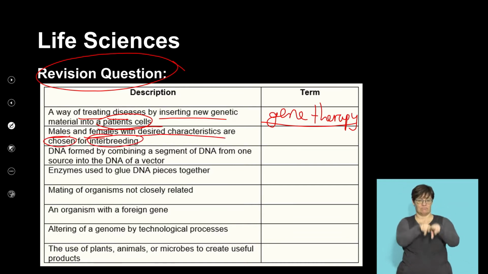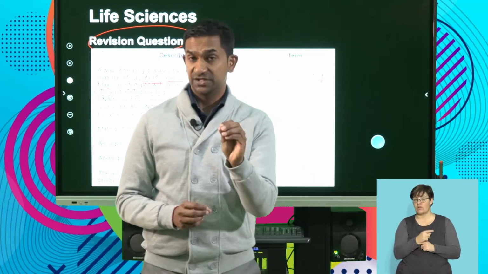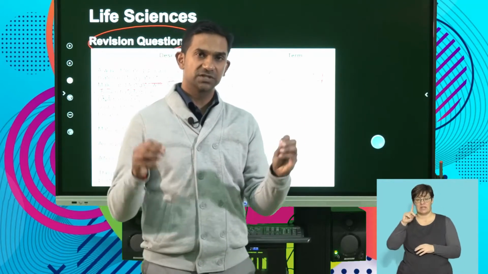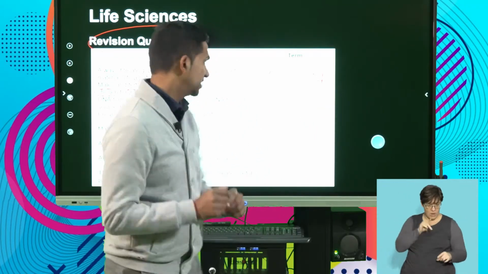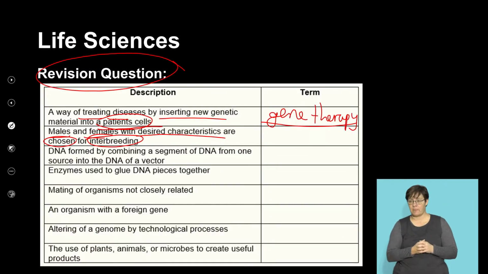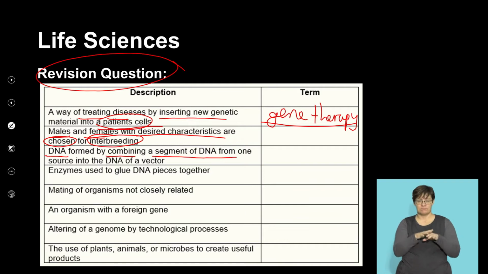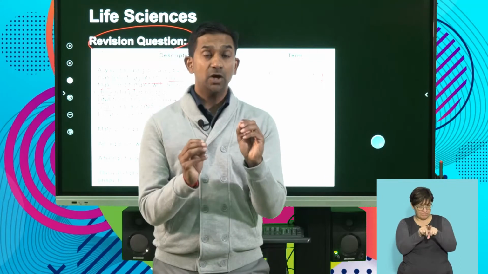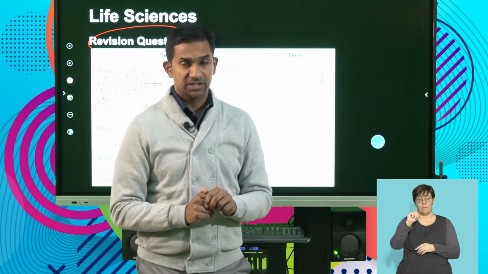Again, guys, that is selection of individuals, and we often refer to that as artificial selection or selective breeding, where we're choosing individuals with characteristics and crossing these. The next description, DNA formed by combining a segment of DNA from one source into the DNA of a vector. So that concept of combining genetic information into a vector is called recombinant DNA technology.